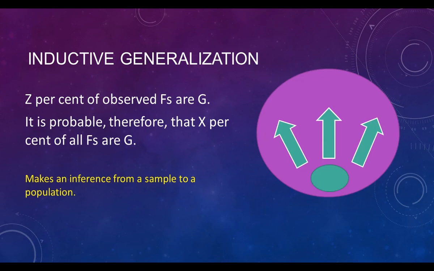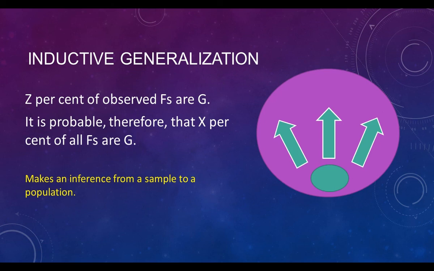So here are some inductive argument patterns. Again, these don't guarantee their conclusions, but they should make their conclusions at least more likely. And what I hope you see is that the relevance of the premises to the conclusion depends on a lot more. It depends on the background and context in induction, whereas it doesn't depend on background and context in deduction.